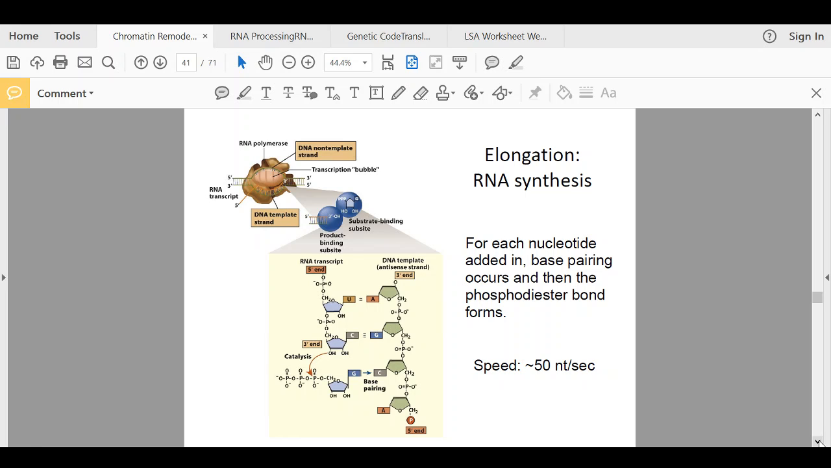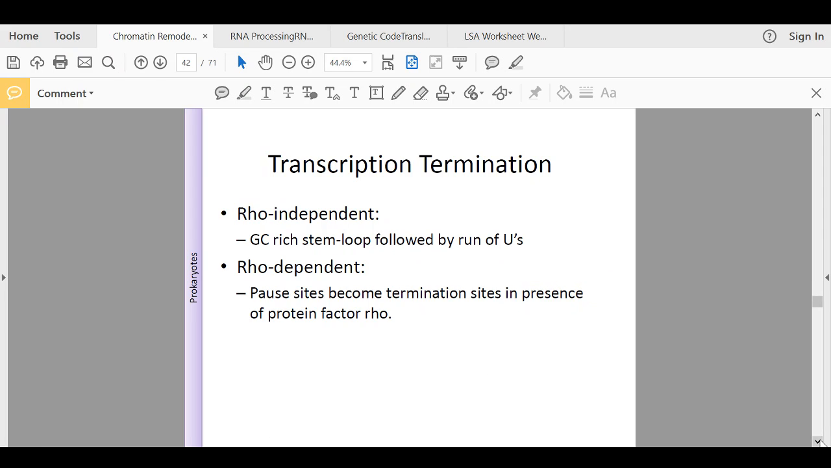Elongation: as each nucleotide is added in, base pairing occurs and the backbone phosphodiester bond forms. This occurs at about 50 nucleotides a second, and it's the same process by which DNA synthesis occurs. Very simple. Transcription termination: we have two forms at which termination can occur in prokaryotes. One is rho-independent termination, where we insert a hairpin loop followed by a run of U's, and the other is rho-dependent, which involves a protein factor. These are pause sites that become termination sites in the presence of this protein factor.